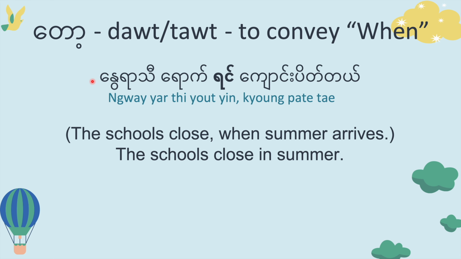Let's see another example. This is the sentence that we used in the previous video for yin. Nui ya di yao yin jiang pai de. Nui ya di, summer, yao de, to arrive. When summer arrives, jiang pai de, jiang, school, pai de, close. So, nui ya di yao yin jiang pai de, the schools close in summer.